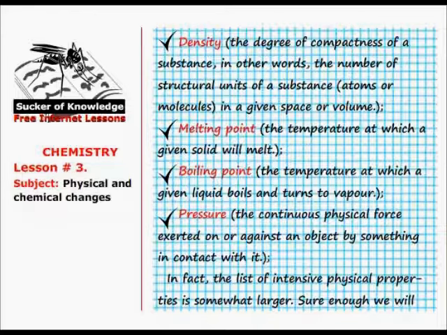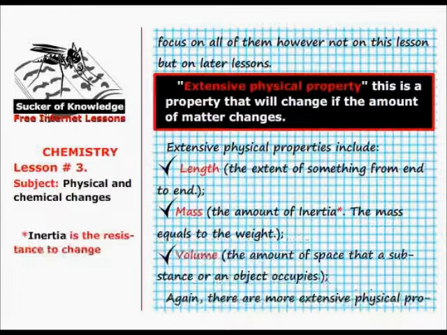In fact, the list of intensive physical properties is somewhat larger. Sure enough, we will focus on all of them, however not in this lesson but in later lessons. Extensive physical property: this is a property that will change if the amount of matter changes. Extensive physical properties include such properties as length, the extent of something from end to end. The second property, mass, the amount of inertia; the mass equals the weight.